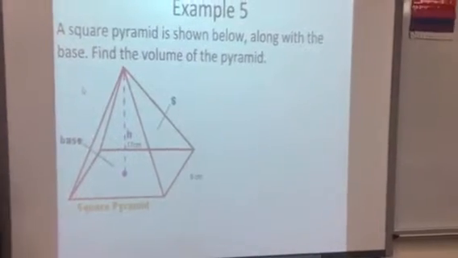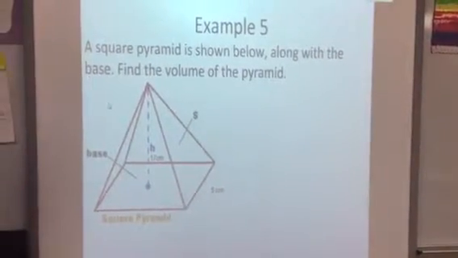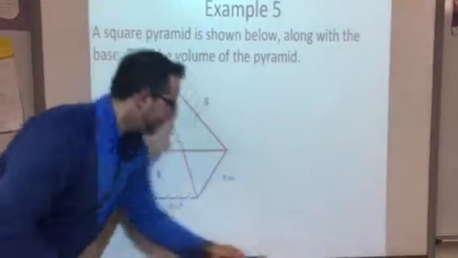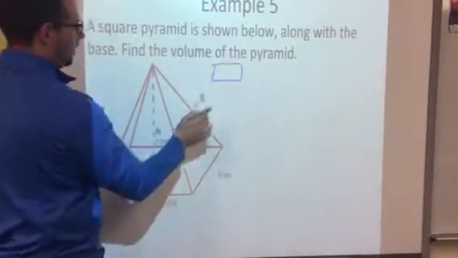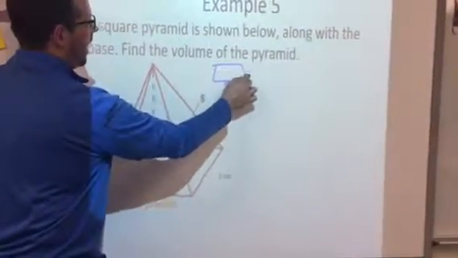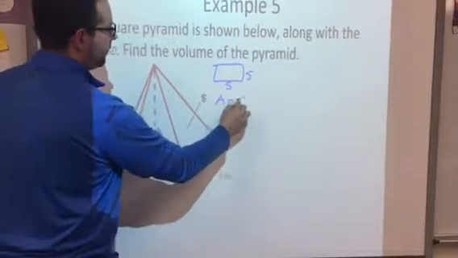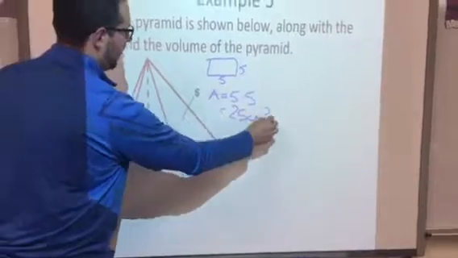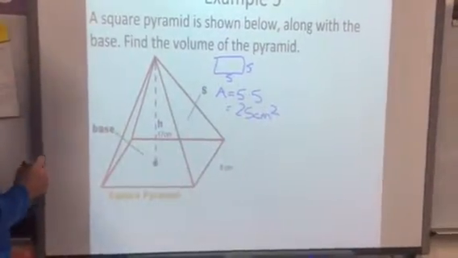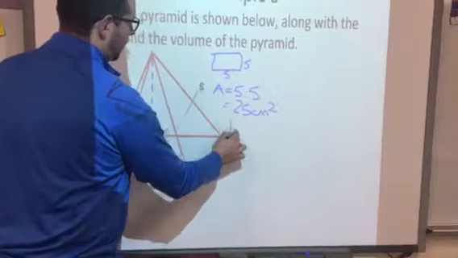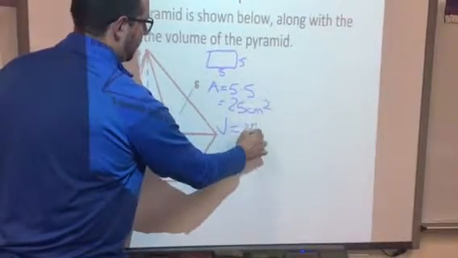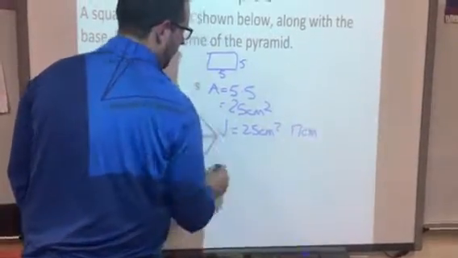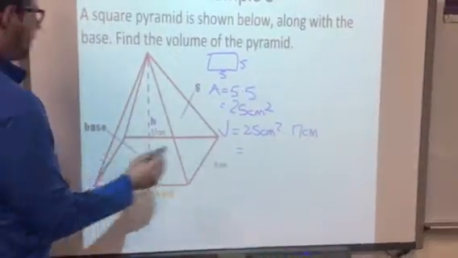So example 5: a square pyramid is shown below along with the base. Find the volume of the pyramid. So our first step, trace the base, which is a square, 5 and 5. So the area of a square is equal to 5 times 5, or 25 centimeters squared. We have to multiply that by the height. Okay, so we have volume is equal to the area of the base, 25 centimeters squared times 17 centimeters.